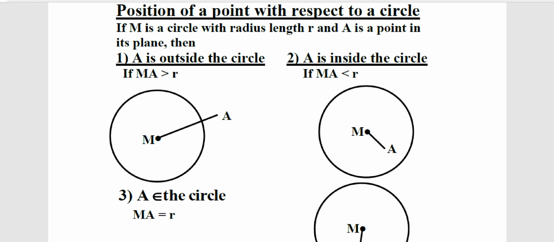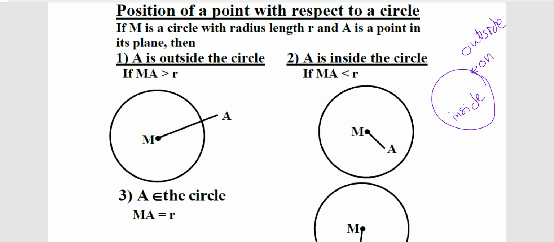We know that when we draw a circle inside any plane, it divides the plane into three sets of points: the set of points outside the circle, the set of points on the circle, and the set of points inside the circle. According to these sets of points, we will show the position of a point with respect to a circle.